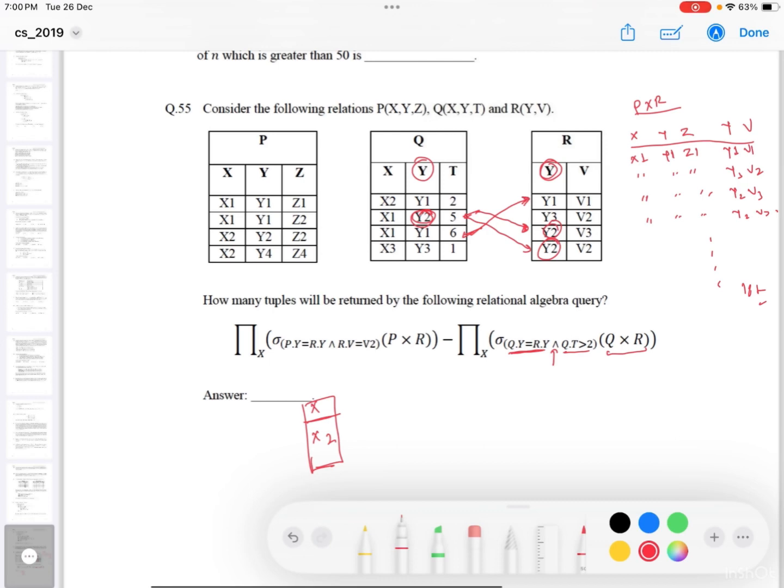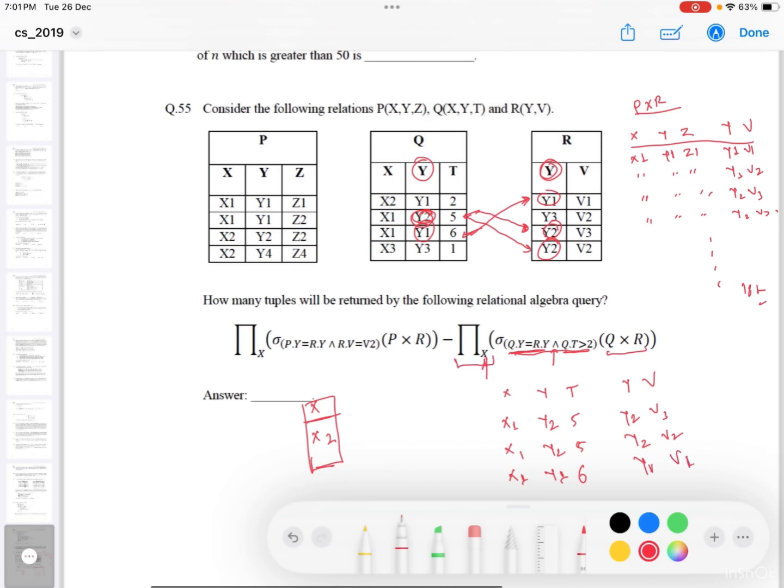I think only 2, right? Because y1 is there, y1 is there. And yes, with this condition, we will have rows. Let me write down the rows. We will have x, y, t, and y, v, and with that we will have x1, y2, 5, and y2, v3, and x1, y2, 5, and y2, v2, and we will have one more row, that is x1, y1, 6, and y1, and v1, right?